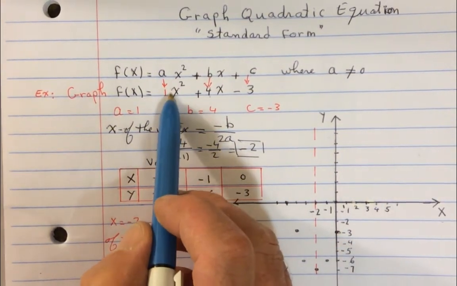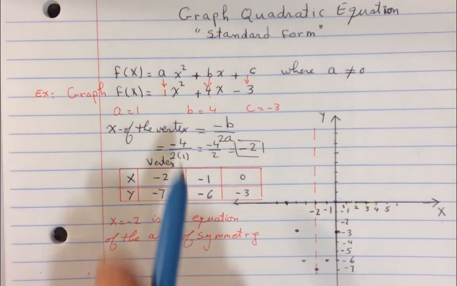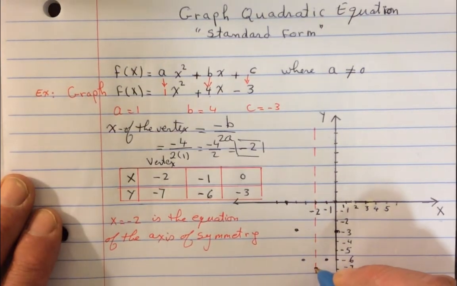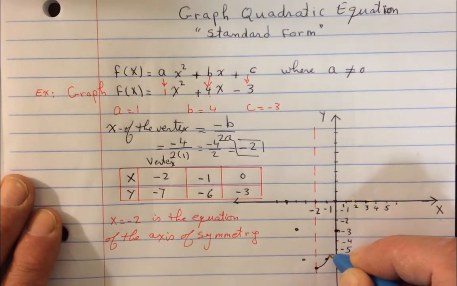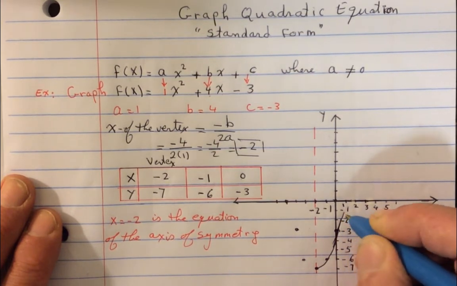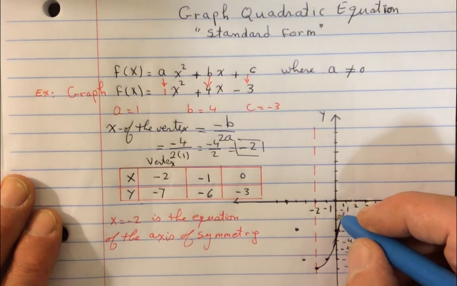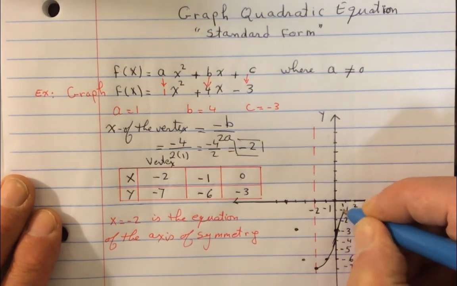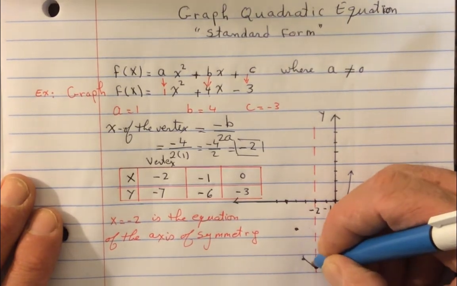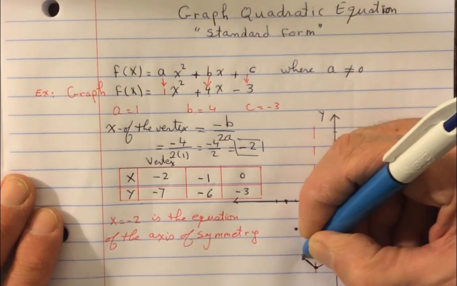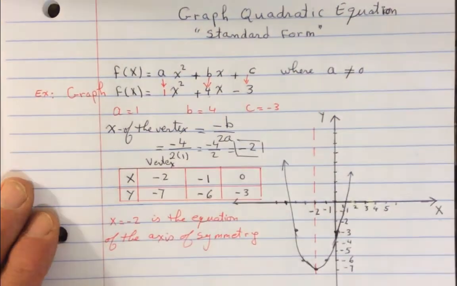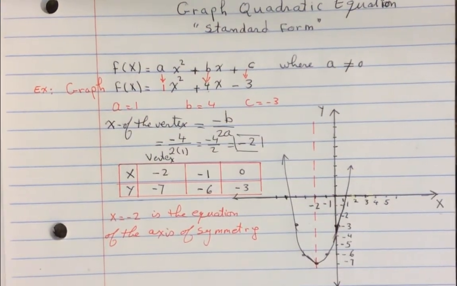Because x squared is positive, it's going to open up. If x squared is negative, it's going to open down. Then we draw the parabola. That's how we graph it.